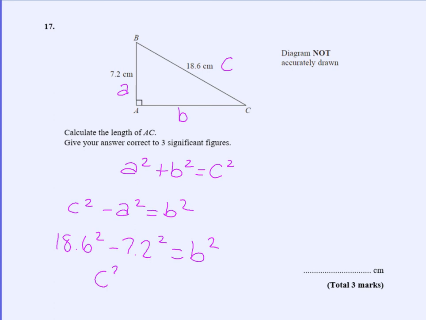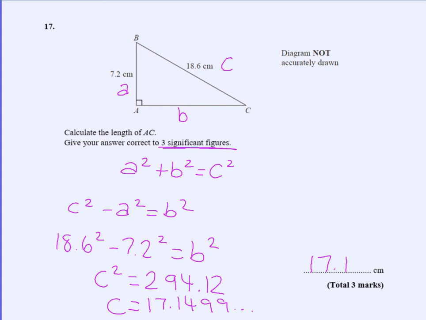Then B squared is equal to 294.12, square root that, and that will give us 17.1499 and so on. We need to give our answers to three significant figures, so we need to see three numbers in our answer, so 17.1.